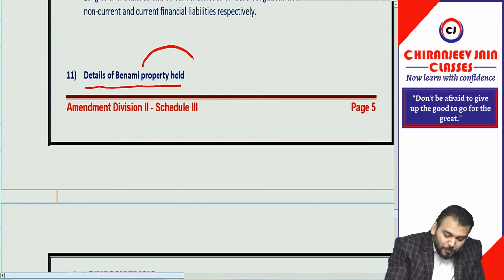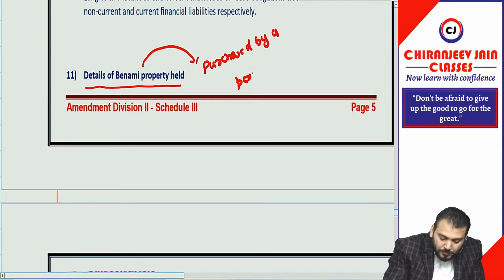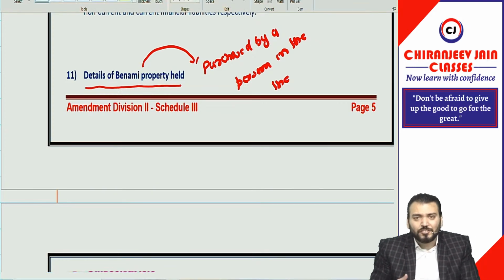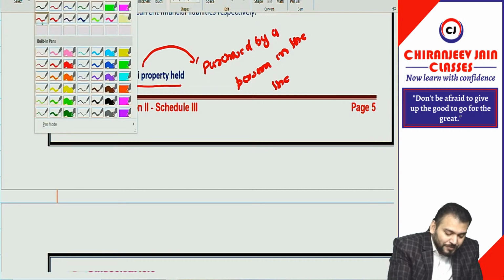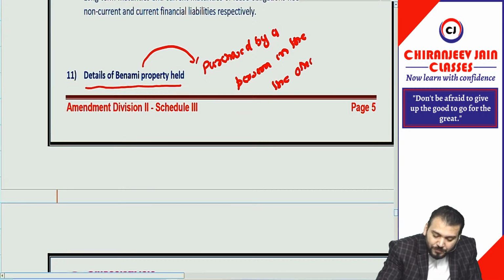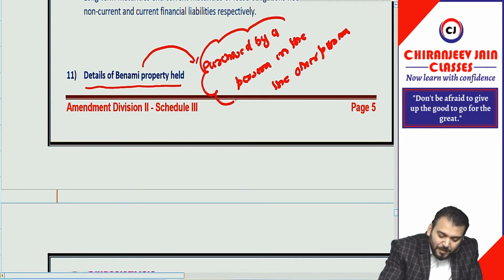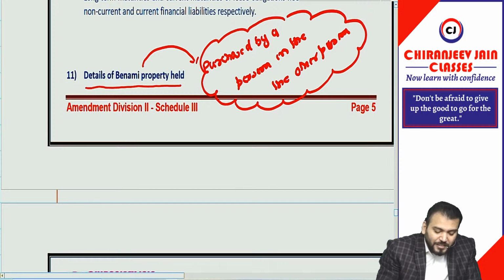What is the meaning of benami property? It is purchased by a person in the name of another person. Normally it happens, I have purchased one property in the name of my wife, in the name of my father, in the name of my brother. That becomes benami property. Understood? Correct? In the name of another person. So purchased by a party in the name of another party. That is known as benami property.